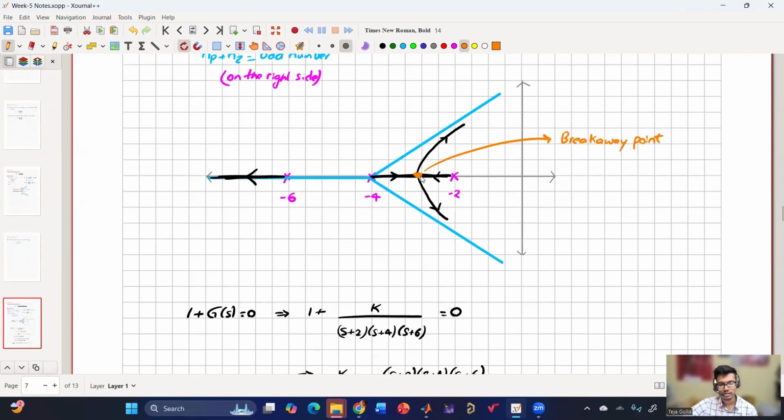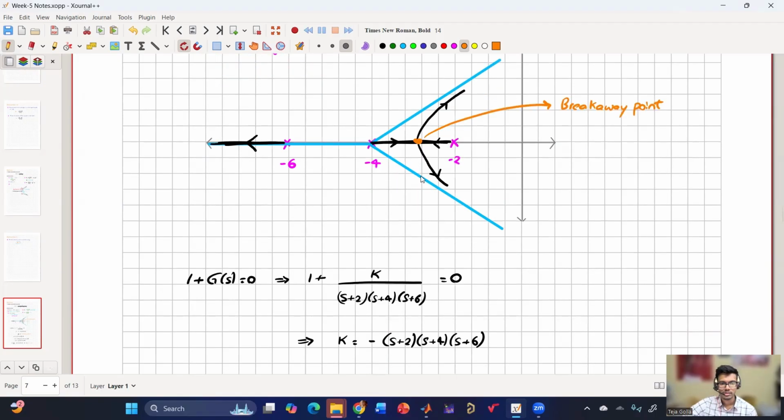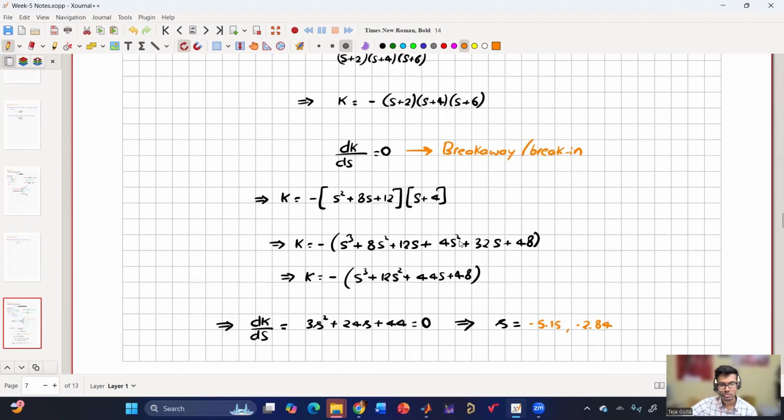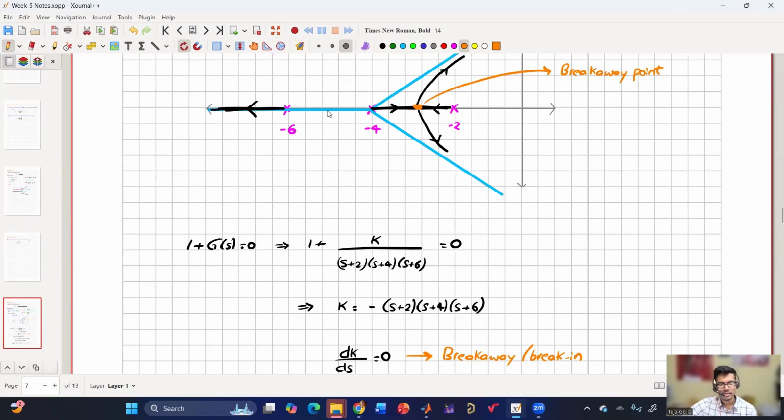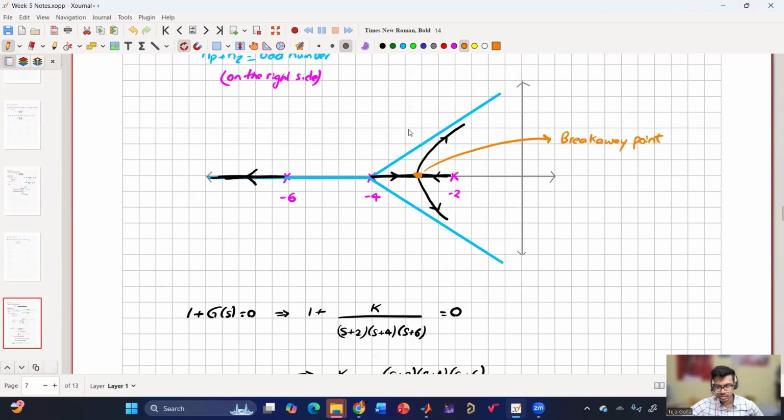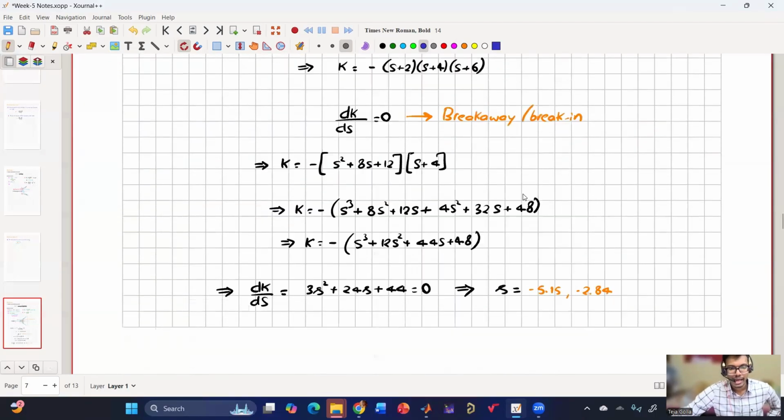This point is -2.84, right? Because -5 is somewhere here. Yes, so -2.84. Very good. So this point is basically -2.84. It does not mean all the solutions are breakaway points. So the breakaway point is a solution of this, but all the solutions are not breakaway points.